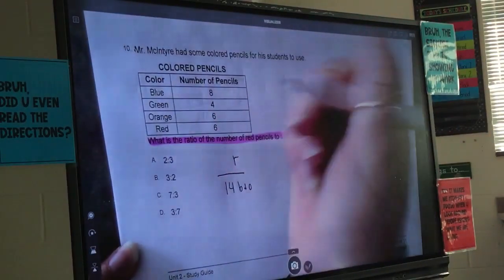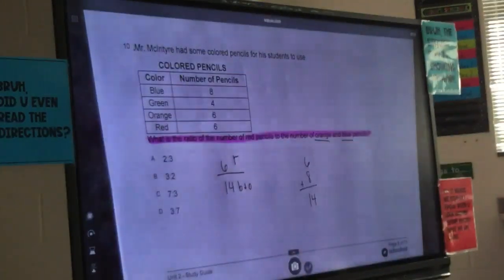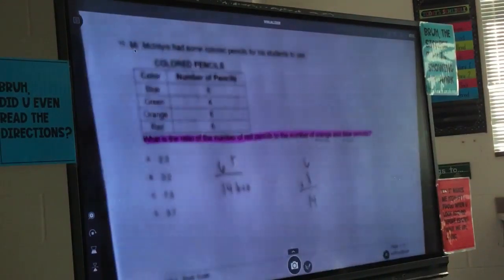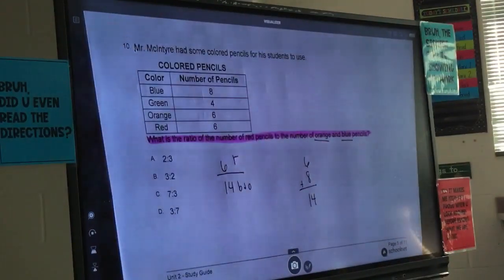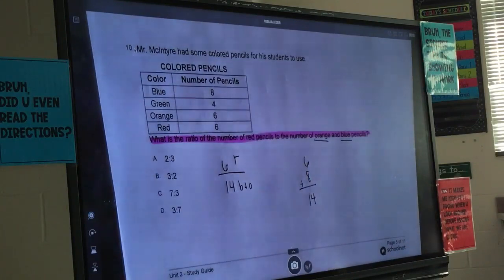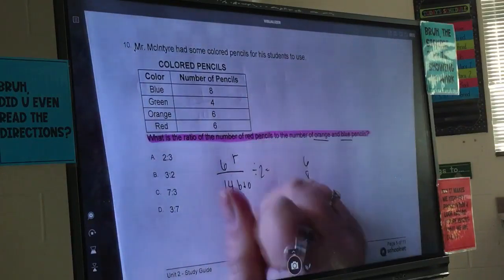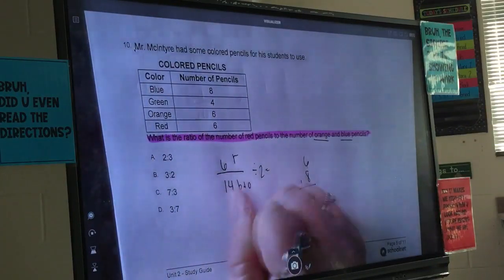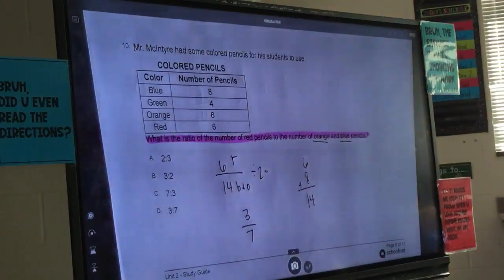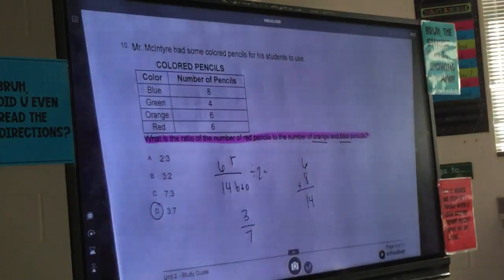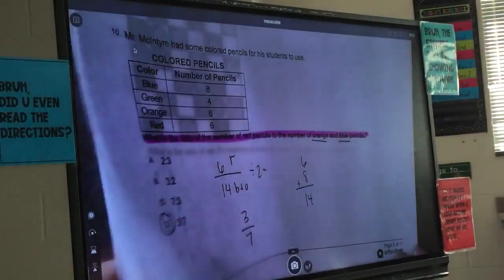And then we have red, which is 6. All right, do you see 6 to 14 as your answer choice? All right, what do we have to do then? Reagan, what do you have to do with 6 to 14? By 2. So that is going to give me 3 to 7. Do we have 3 to 7 as an answer choice? Okay. All right, questions about ratios. You guys feel pretty good about the ratio parts? Yeah.